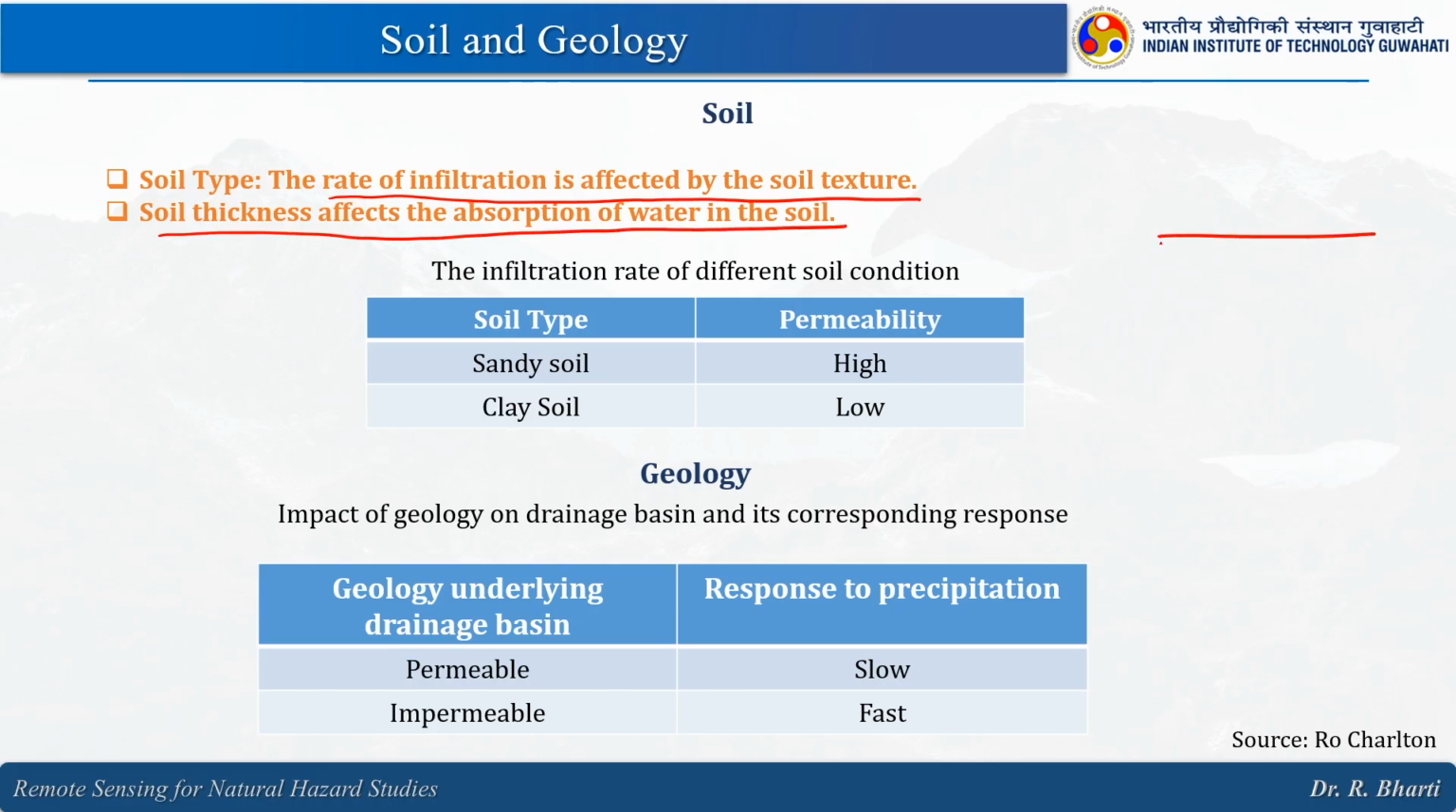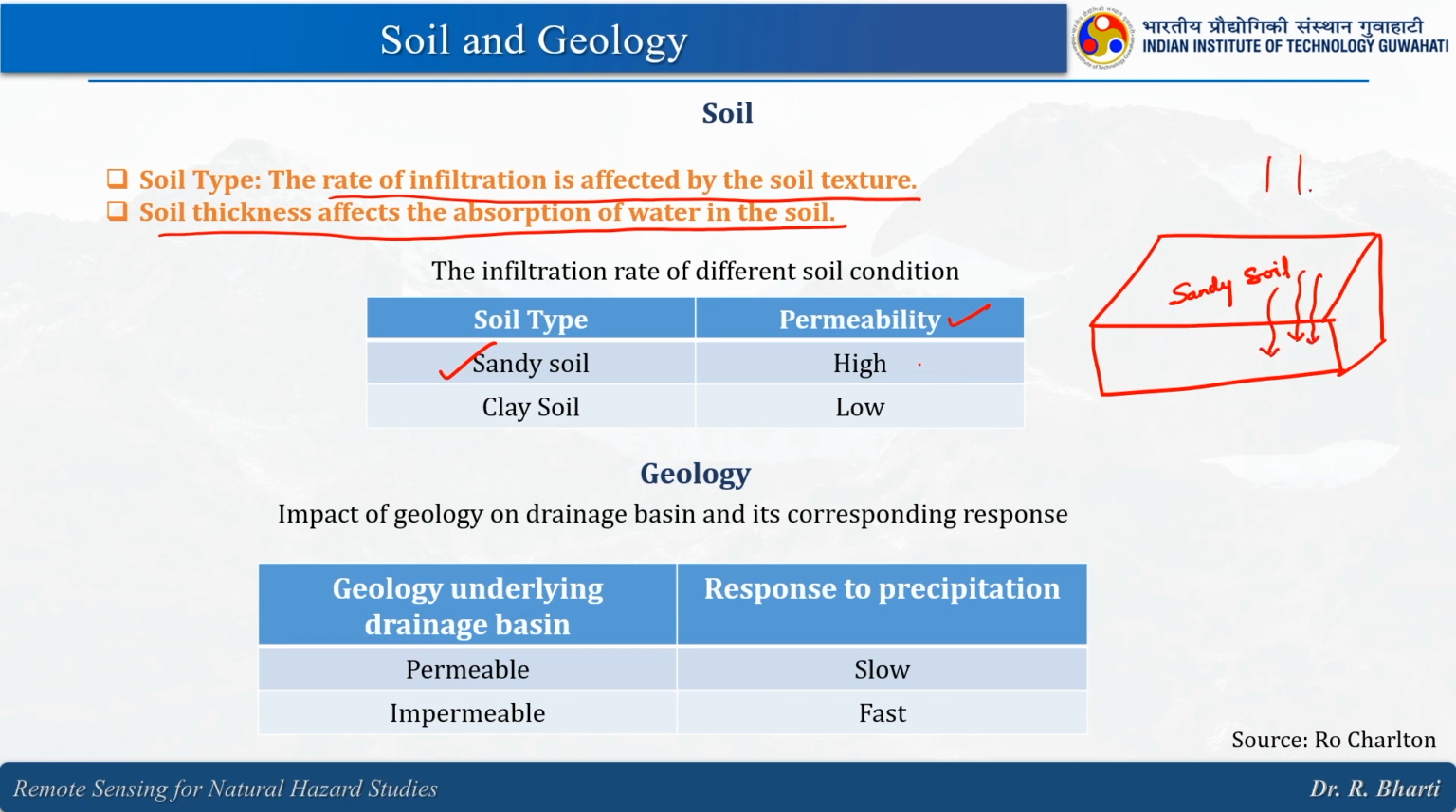So, let us say here we have a column of soil, right. If I put sandy soil here, what will happen? Permeability is high. That means it will have high permeability. So, the water which is coming from this rainfall will go inside, right, and then the overflow or the surface runoff will be less.